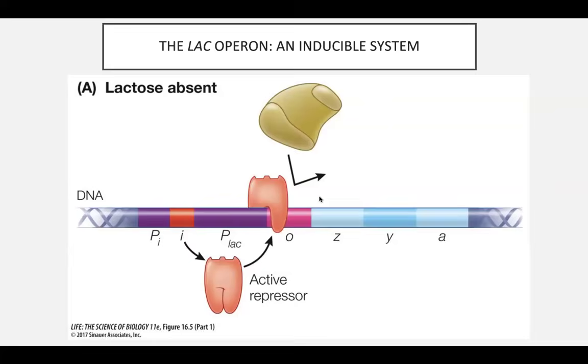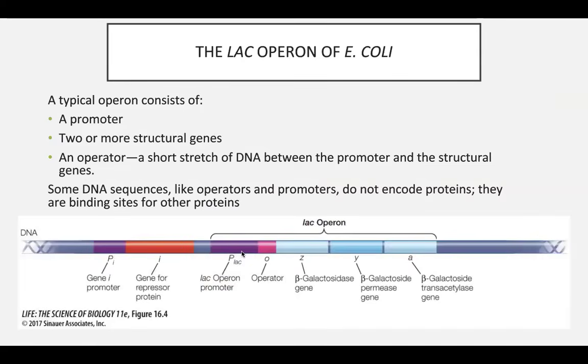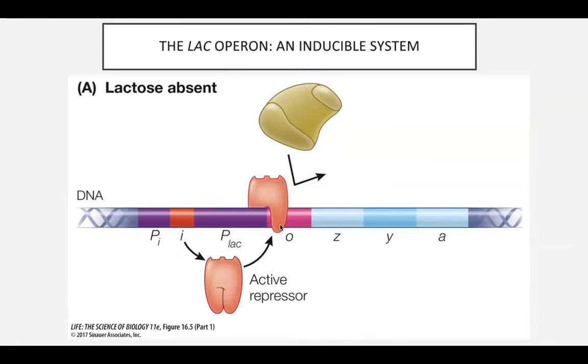When lactose is absent, there is an active repressor on the operon. The active repressor prevents RNA polymerase from binding to that area to initiate transcription, because you only want to produce beta galactosidase and the other two enzymes if lactose is present in the environment. You don't want to waste energy and time producing those genes if lactose isn't present. You don't need it because E. coli typically uses glucose. So there are active repressors on the operon to make sure that RNA polymerase doesn't bind to it.